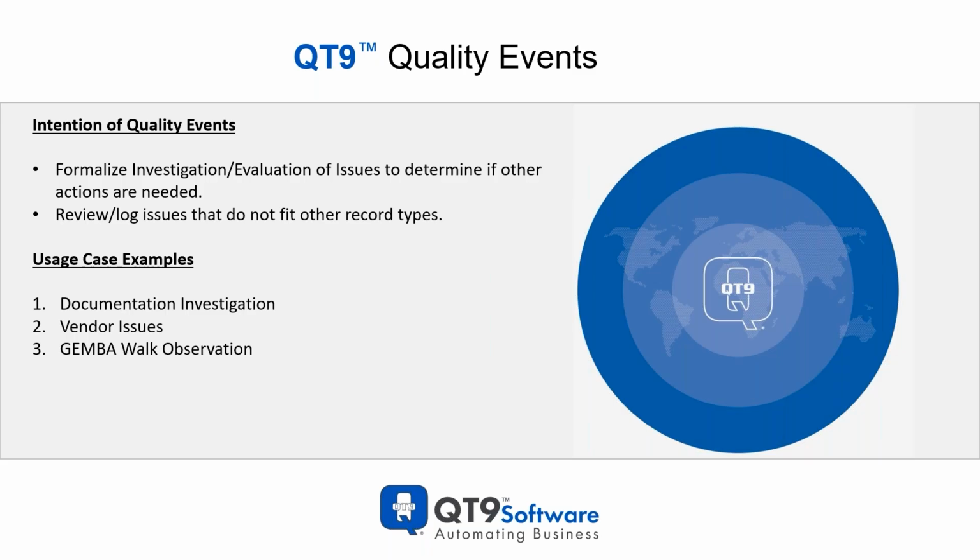All right, now one thing that we are going to cover today as well is some actual usage cases. When we talk about quality events, the applications are limitless. You can come up with so many different ways to use this module, but we're going to focus on three specific usage cases today: documentation investigation, a vendor issue or ongoing vendor issues, and a gimbal walk observation. We're going to give you some general examples of what that can look like. Now, we're going to get to the usage cases at the very end.